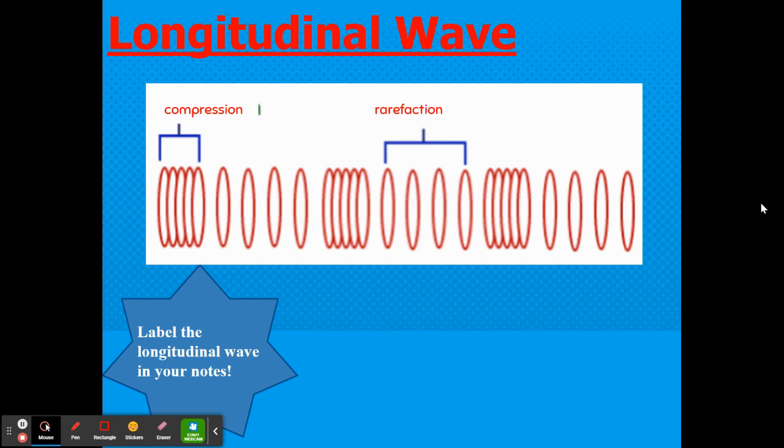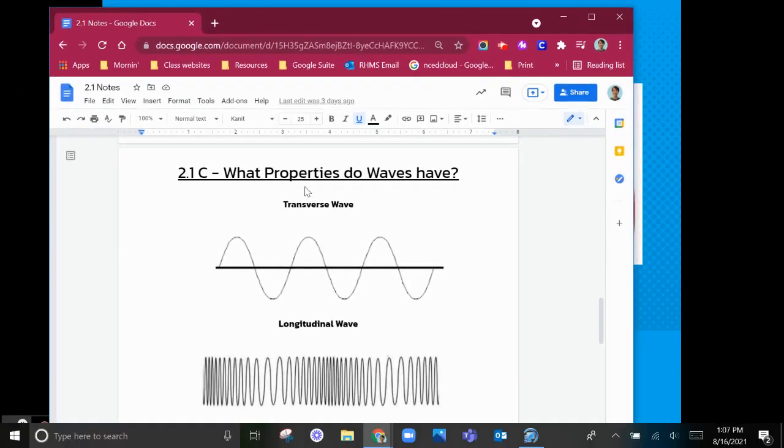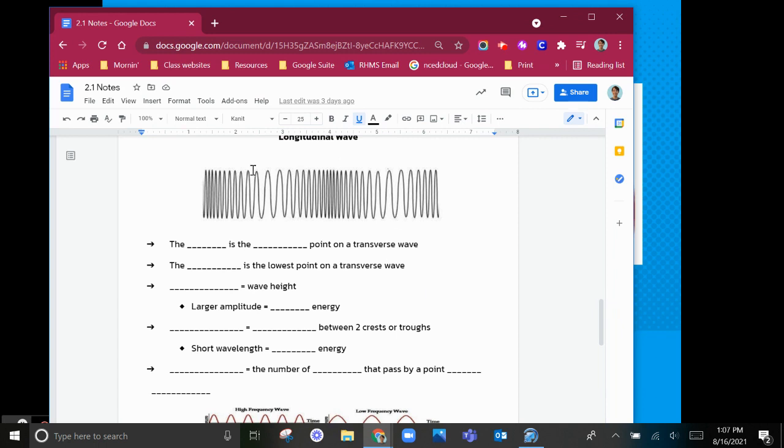All right, now we're looking at the longitudinal wave. This is a little bit easier. Again, yours might look a little bit different. This is your longitudinal wave. This is going to be your compression. You can tell that it's your compression because it's compressed. It's tighter together right here. So you're going to label that part your compression.